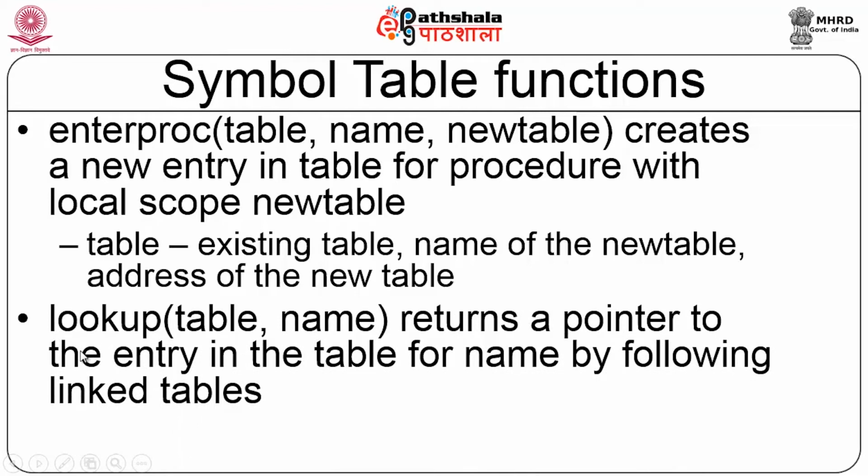Then one more function is lookup, where table comma name is going to be the argument. So, table refers to the address of the table in which I have to look up, and it returns a pointer to the entry in the table for name by following linked tables. So, it keeps on referring to the link. How do I know the link here? That link is available in the enter procedure function. The main table is the calling function's table, which we refer to as main table here.